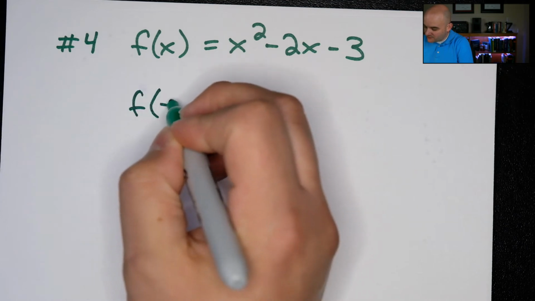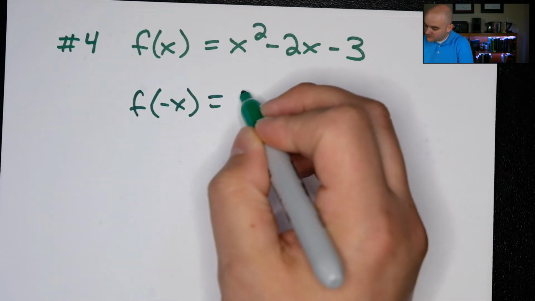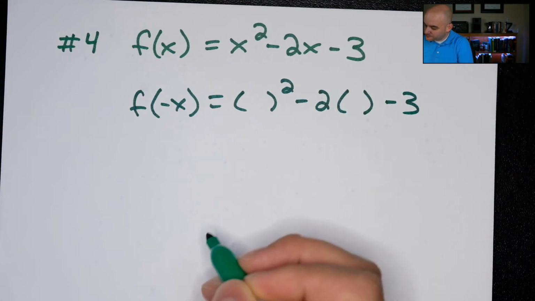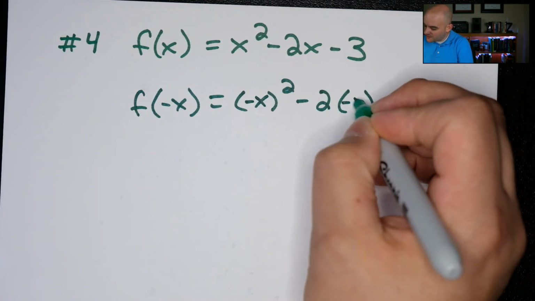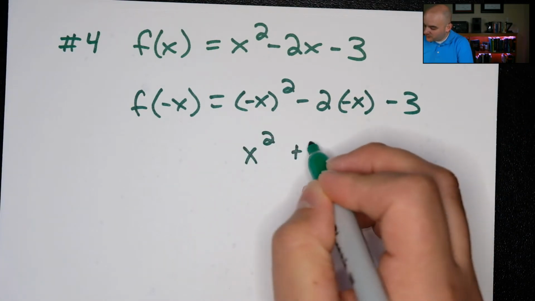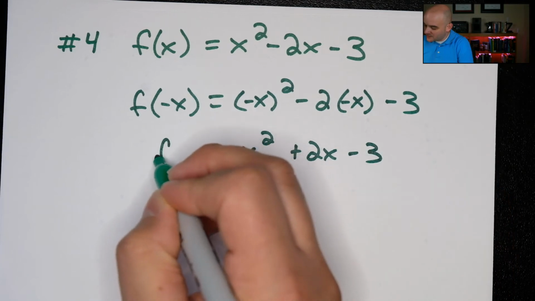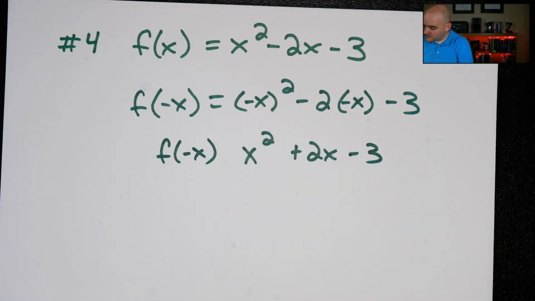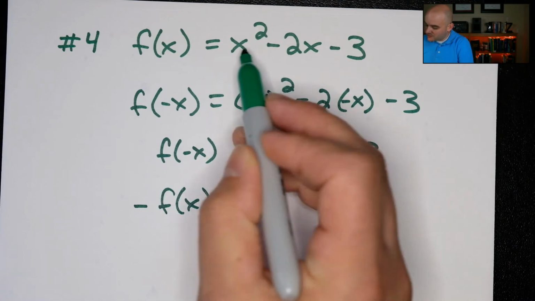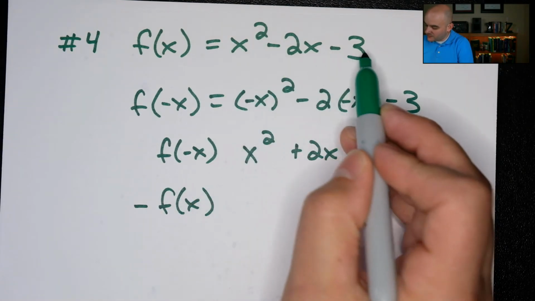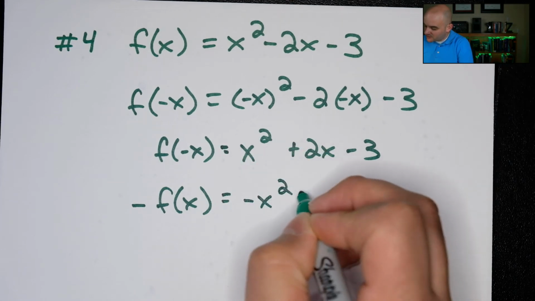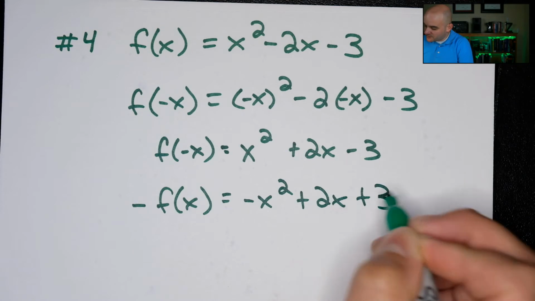We're going to take the f of negative x. Remember, we put a parentheses everywhere we see an x, and then substitute negative x in for it. This gives me x squared plus 2x minus 3. That is the f of negative x. And then the negative f of x, remember, is just taking the f of x and flipping all the signs there. So I get negative x squared plus 2x plus 3.